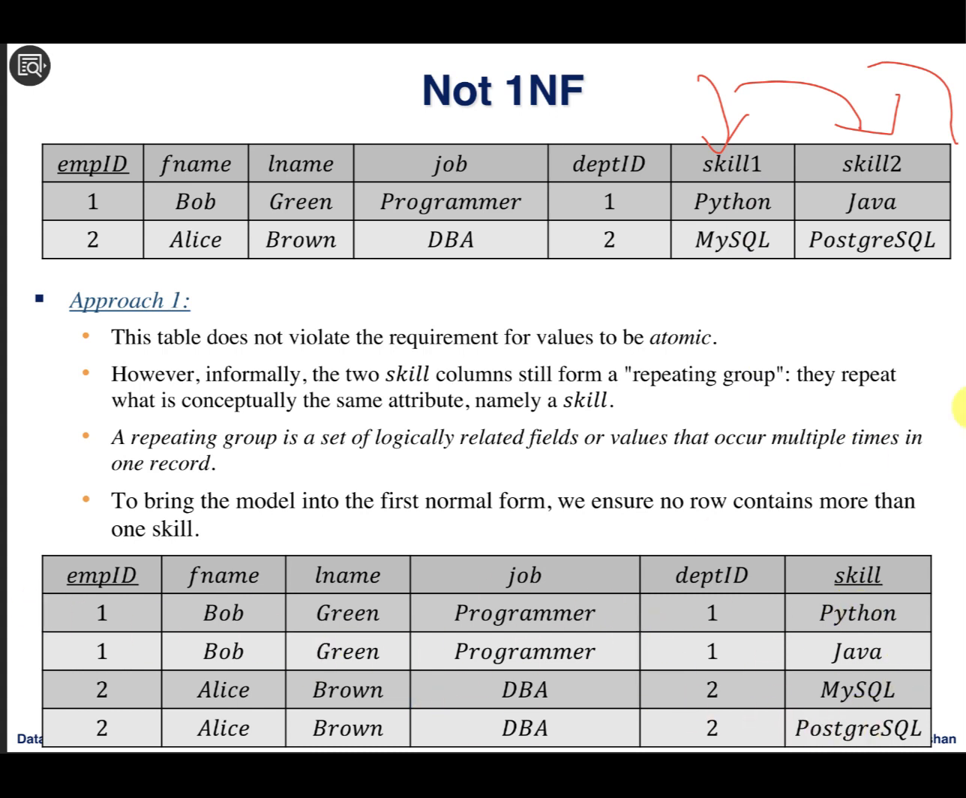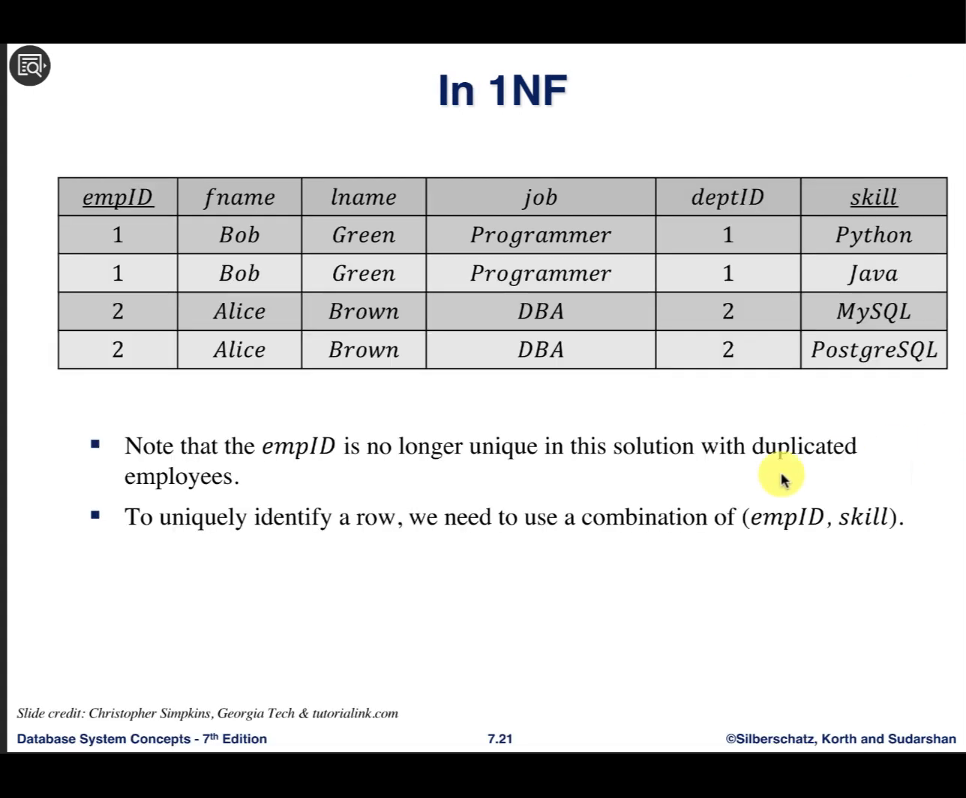The other solution here is, by the way, you need to update the primary key. The primary key in this case is going to be what? The employee ID and the skill. Because it's not employee ID alone, the primary key is composite because we have 2 skills or maybe more.